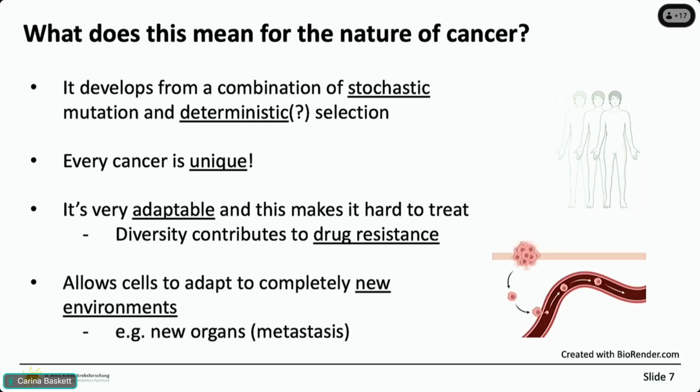And it also allows cells to adapt, like I've alluded to already, to completely new environments. For example, metastasis, where suddenly a cell might meet completely new selective pressures, a new amount of oxygen in an environment, new mechanistic stresses, as it colonizes maybe something like the liver or the lung, or a completely different site to where it began.